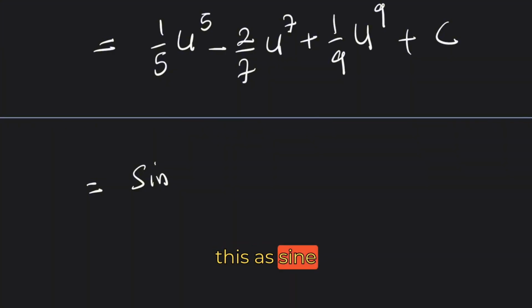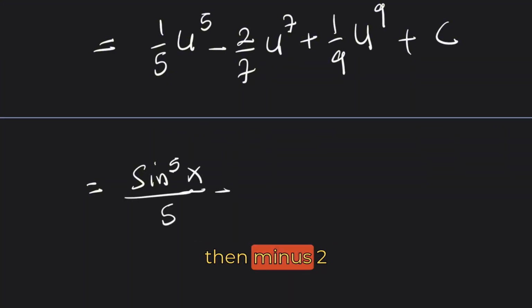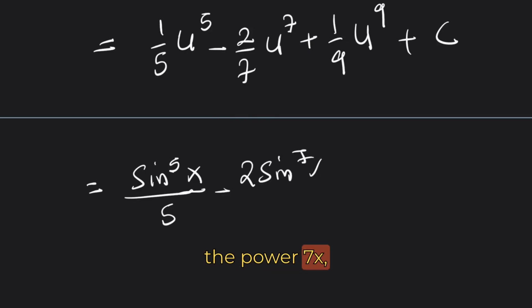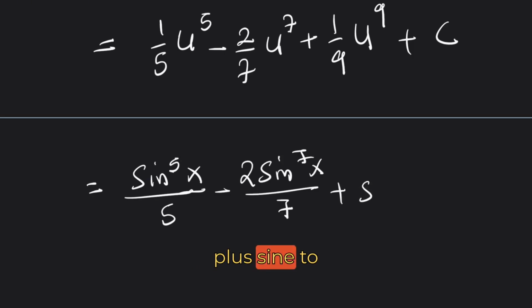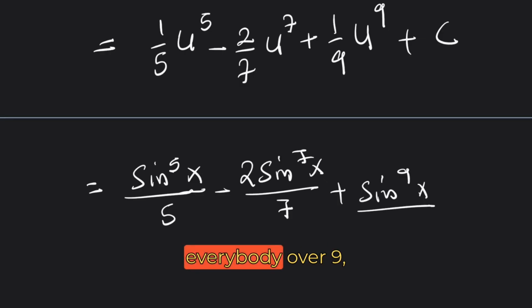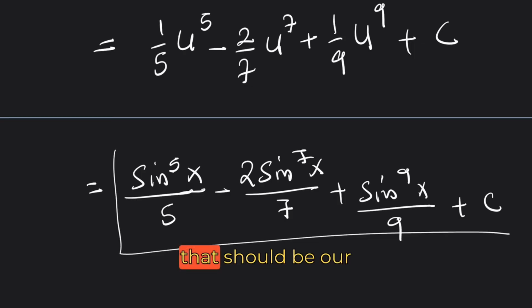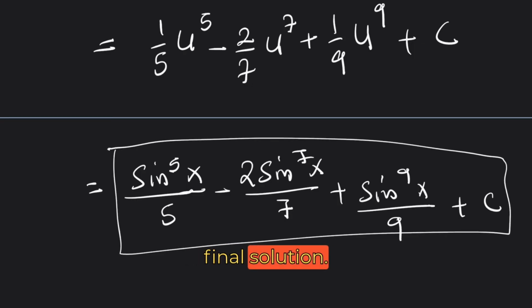I write this as sine to the power 5 x over 5, then minus 2 sine to the power 7 x over 7, then plus sine to the power 9 x over 9, then plus c. So that should be our final solution.